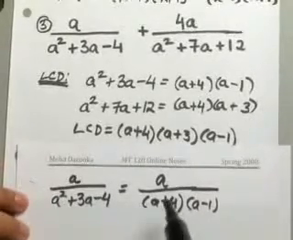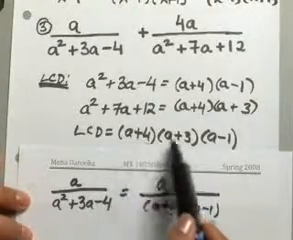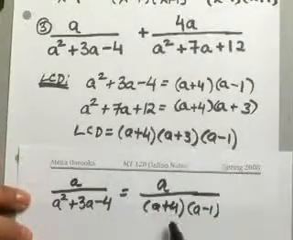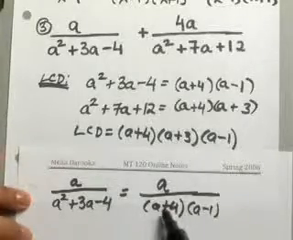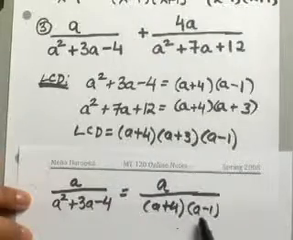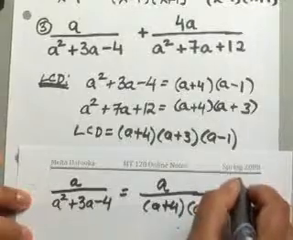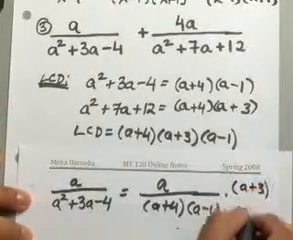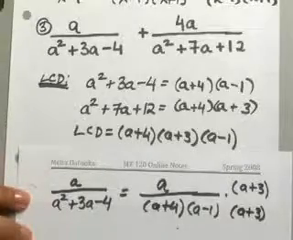The reason I do that is because in this form, it's easy for me to see, with respect to the LCD, what factors I don't have in my original expression. So you can see we have a plus 4, we don't have a plus 3, but we have a minus 1. So that tells me I need to multiply this expression with a plus 3 so that my denominator will look like my least common denominator.